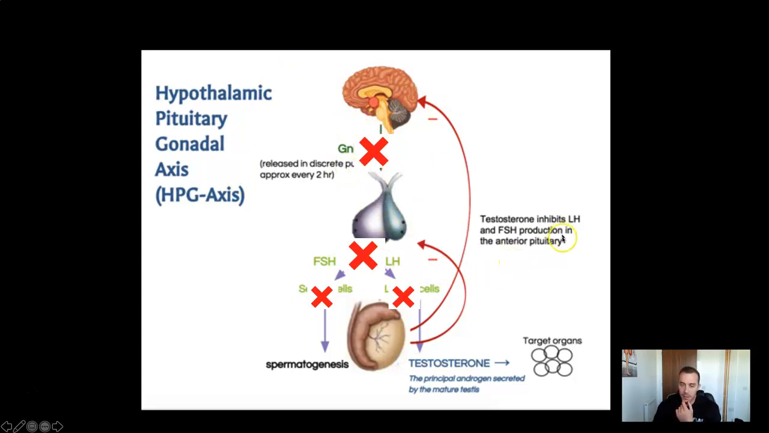And the main thing to pay attention to is here. Testosterone inhibits LH and FSH production in the anterior pituitary itself. Because we've got such high levels of testosterone floating about the blood, it's constantly feeding back to the hypothalamus, the control center in the brain, to say, don't make any more, don't make any more. So what does it do? It down-regulates the production of GnRH, down-regulates the production of FSH and LH, so then down-regulates spermatogenesis, and down-regulates testosterone production.